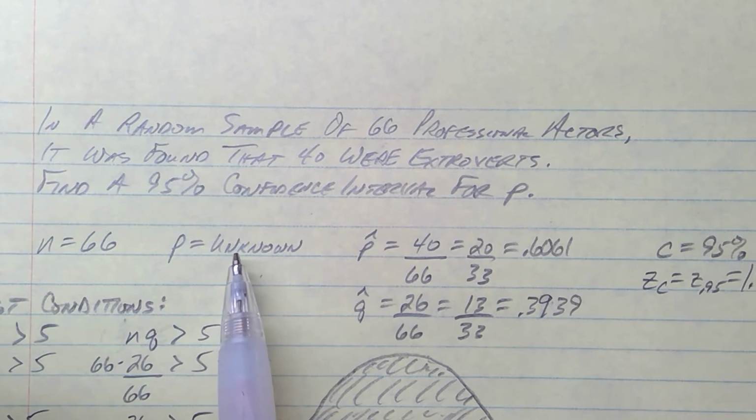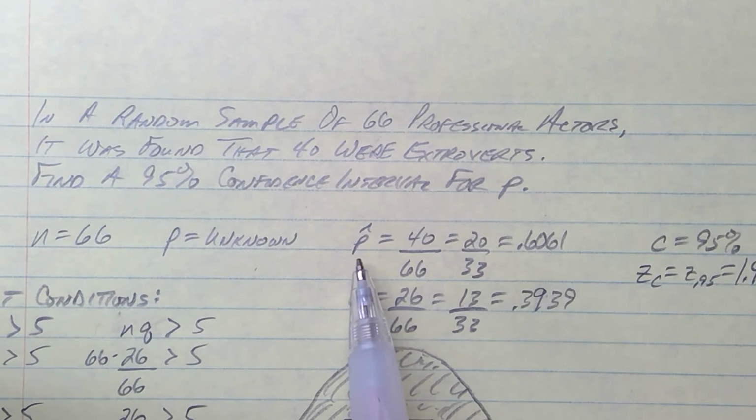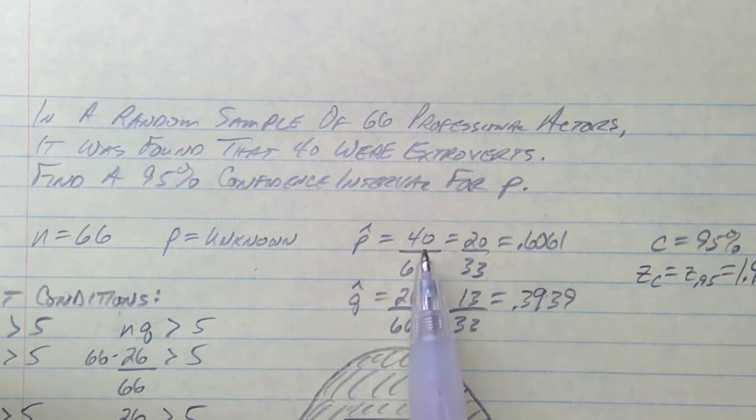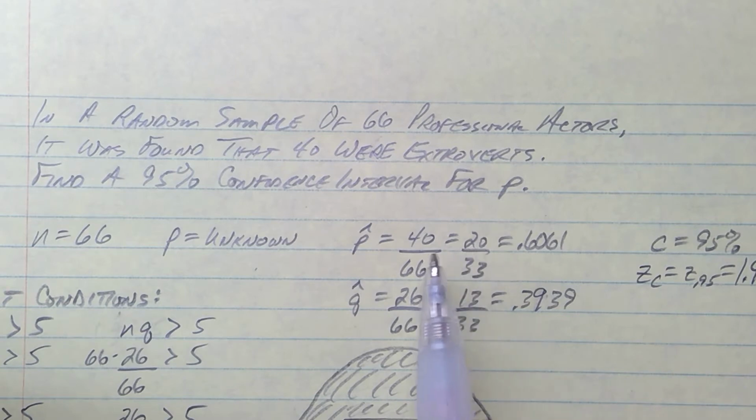We're going to kind of guess at it with our sample. This is p hat, also called a point estimate. So 40 out of our sample of 66 said that they are extroverts. Now you can reduce the fraction. Either one of these fractions is good. This is exact, all right? You didn't round here and you didn't round here.